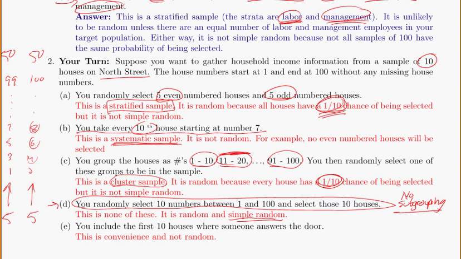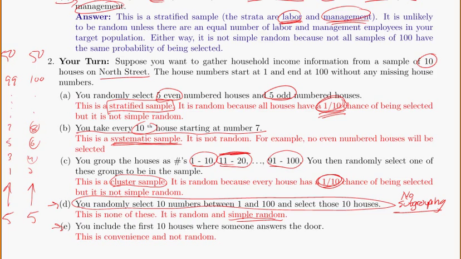You include the first 10 houses where someone answers the door. This is more than likely what you might end up doing. It is a convenient sample, because obviously that is the most convenient way to conduct this survey. It's not random. It certainly is haphazard. Don't confuse haphazard with random. Just because you don't know who's going to end up in the survey doesn't mean it's random. Random, you do know the probability of everyone being selected, and those probabilities are all the same. In this, we have no such knowledge. So it's not random, and if it's not random, it's certainly not simple random.